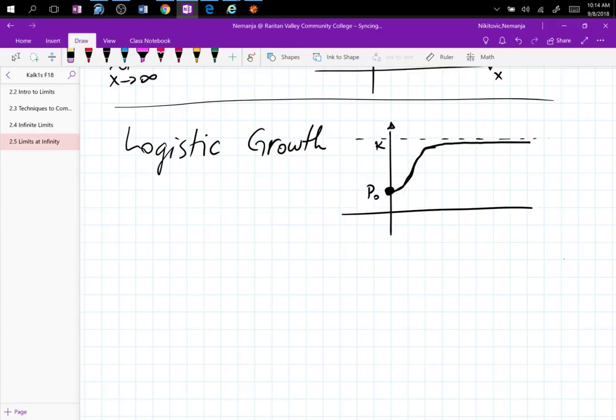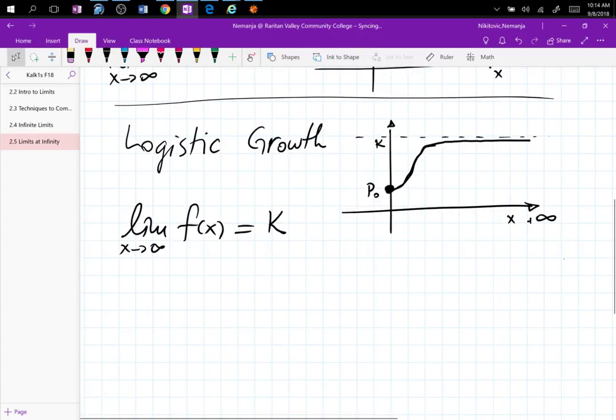Doesn't really matter whether it's 10 or 15. Just give it another 20 years and there you go. The limit of f of x in this case would give you this k as x goes to infinity, because as x goes to positive infinity, you see that the y value settles at this k.